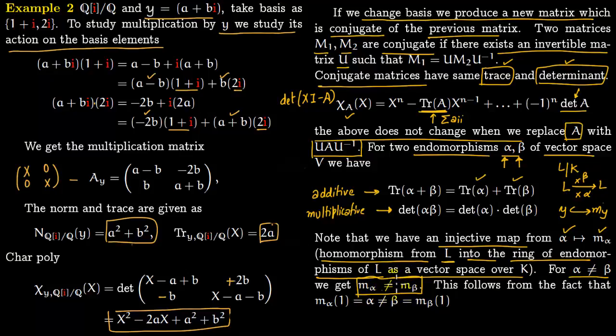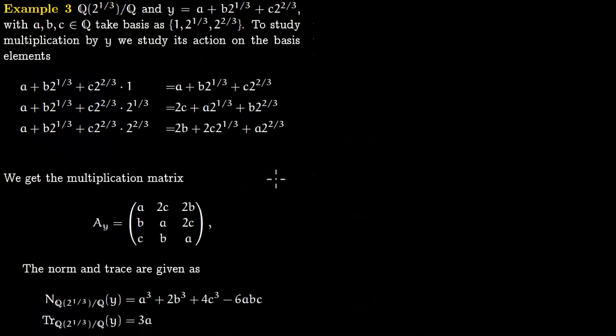That is precisely the proof of this map being injective. And this follows because we can always recover alpha and beta from these matrices. We just evaluate these matrices at 1 here. M alpha you evaluate at 1, you get alpha, and M beta you evaluate at 1, you get beta. We are saying alpha not equal to beta here, so we get this here. So a few more examples.